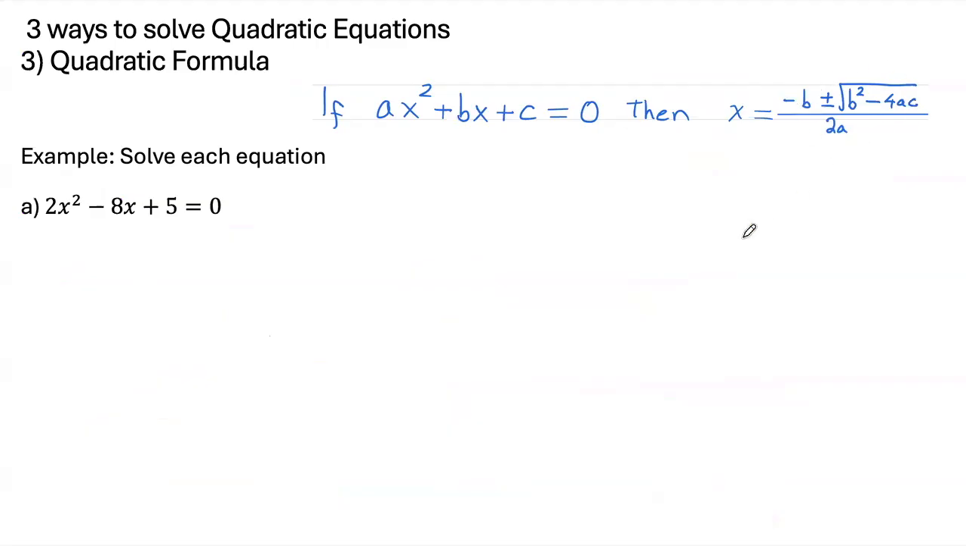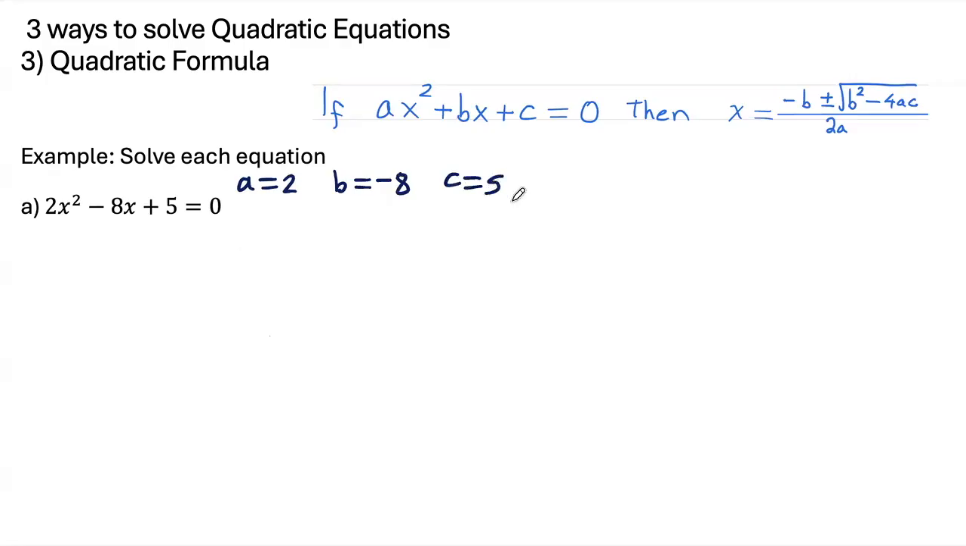This is an easy way out if you forget how to factor, or if you're just not in the mood to find out what the factored form might be. And it's even better applied to situations where factoring is impossible. Let's look at this example here. It's not telling me how to solve it, it's just asking me for a solution. So I'm going to try and show you how factoring wouldn't work, but then the quadratic formula will help me out. So I write my ABCs. My A is 2, my B is negative 8, and my C is 5.